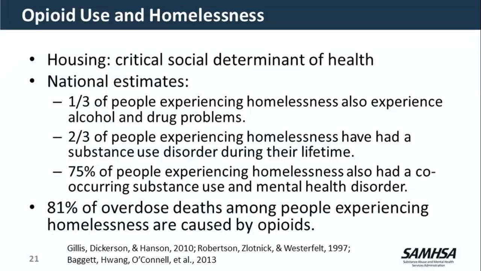What we see nationally is that about one-third of people experiencing homelessness also report having an alcohol or drug problem. 2/3 of people experiencing homelessness have had more of an official substance use disorder during their lifetime. 75% of people experiencing homelessness have also had a co-occurring substance use and mental health disorder. And the most disturbing statistic here is that 81% of overdose deaths among people experiencing homelessness are related to the use of opioids.